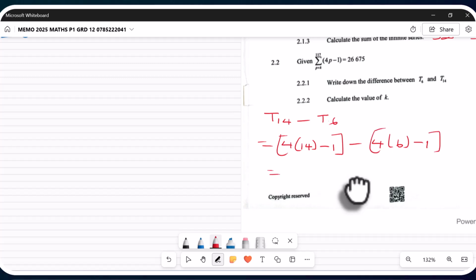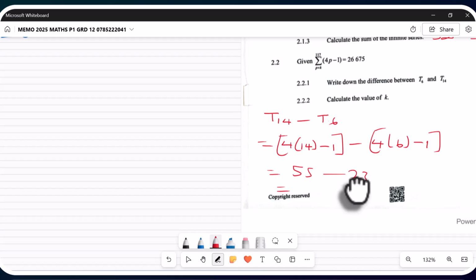Then our last question for this video now. Remember we're doing a series. They want the value of k. So given the summation from p equals k up to 117 of 4p minus 1 equals 26675. Calculate the value of k. So what do we do here? Let's find out now. All right, let's do our last question here for this first series of the memo.